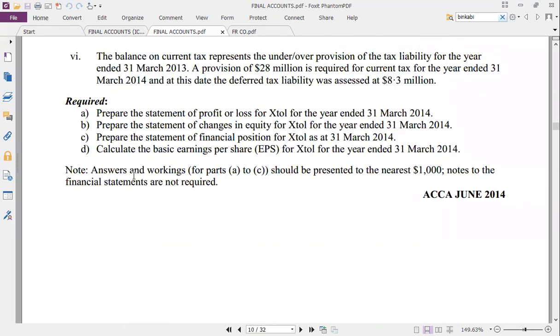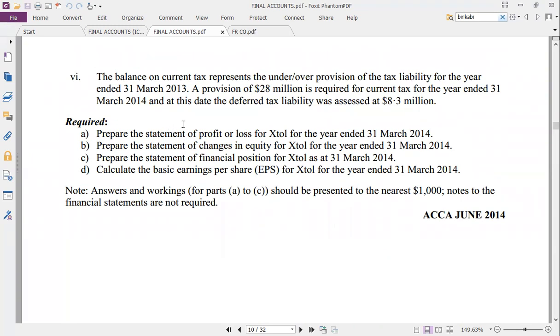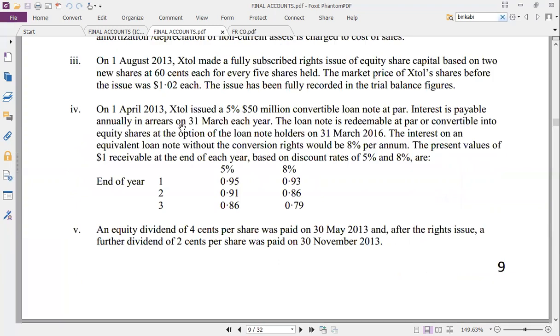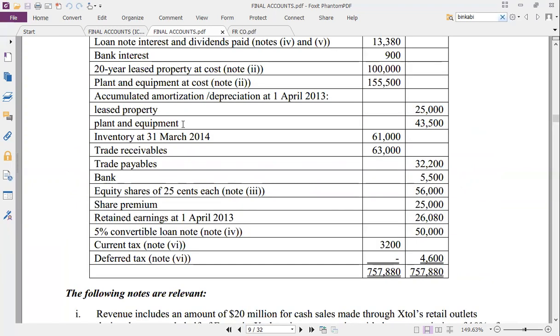Notes. Answers and workings for parts A to C should be presented to the nearest thousand. Note the financial statements are not required. Okay. Let's go to the footnotes one after the other. We're actually going to solve the footnotes.